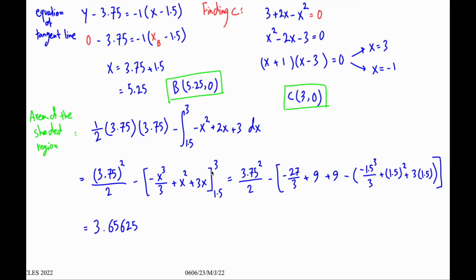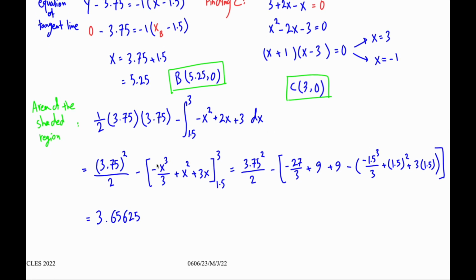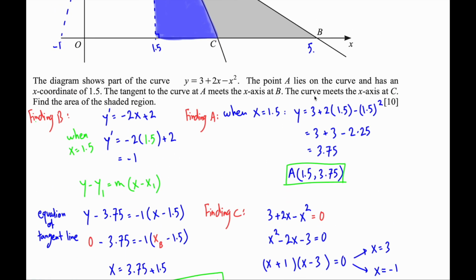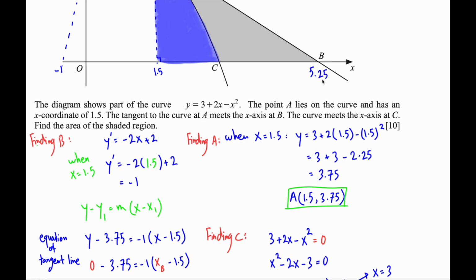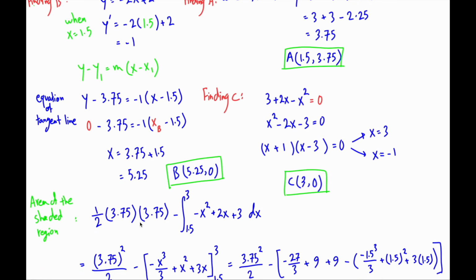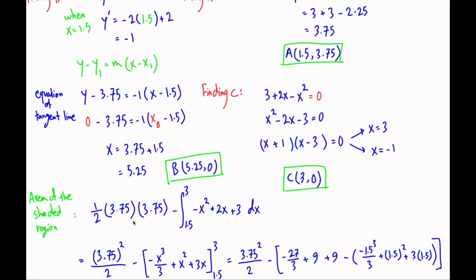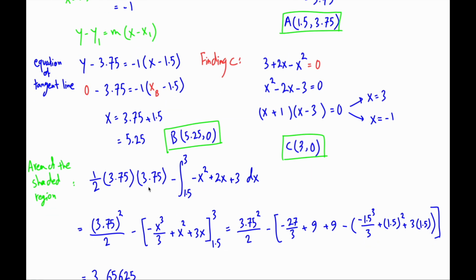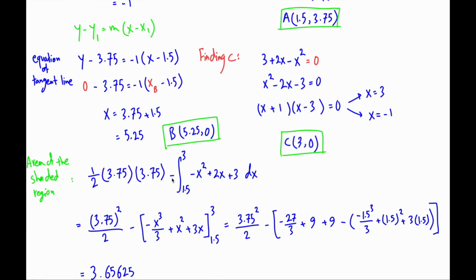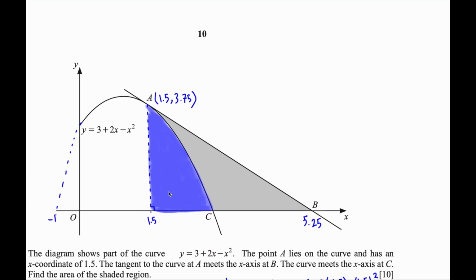Now the strategy which I said at the beginning of this question, I'm gonna find the area of my triangle, which is half of base times height. This is 5.25. So if you subtract 1.5 from 5.25, you get 3.75, and 3.75 happens to be the height of point A as well. And then you need to subtract the shaded region, which I shaded in purple.